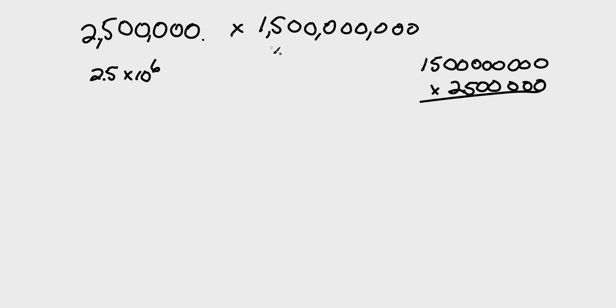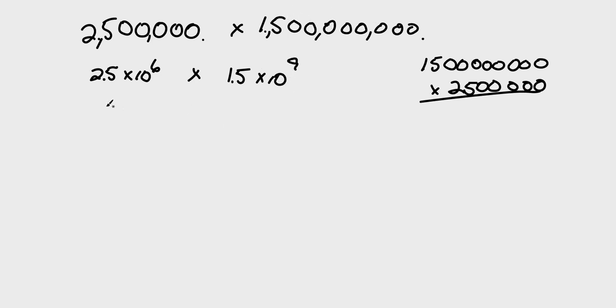Times 10 to the 6th. Now we're going to multiply it by the other one. 15 is our significant figures. 1, 5, put the decimal place to the right of the first significant figure. Times 10 to the, we moved the decimal place from there to there. So 1, 2, 3, 4, 5, 6, 7, 8, 9, times 10 to the 9th.